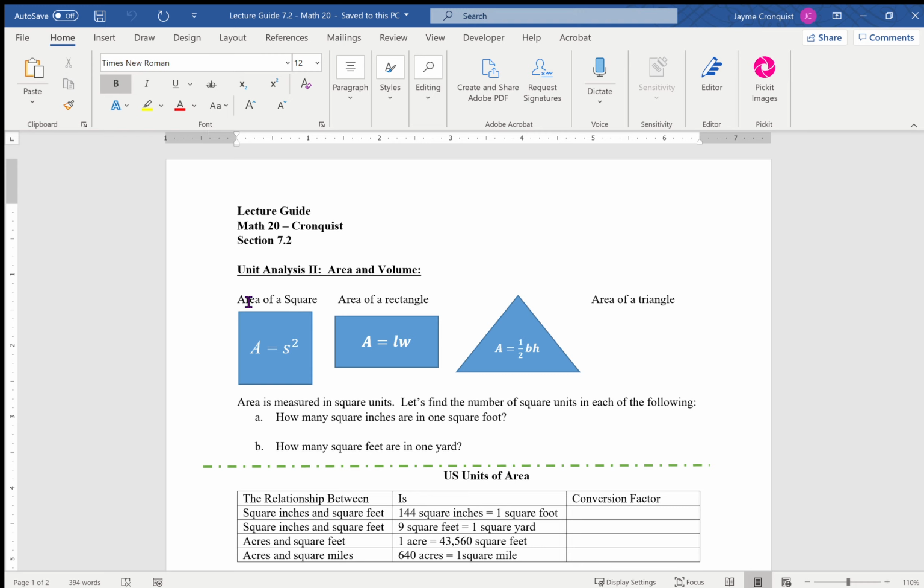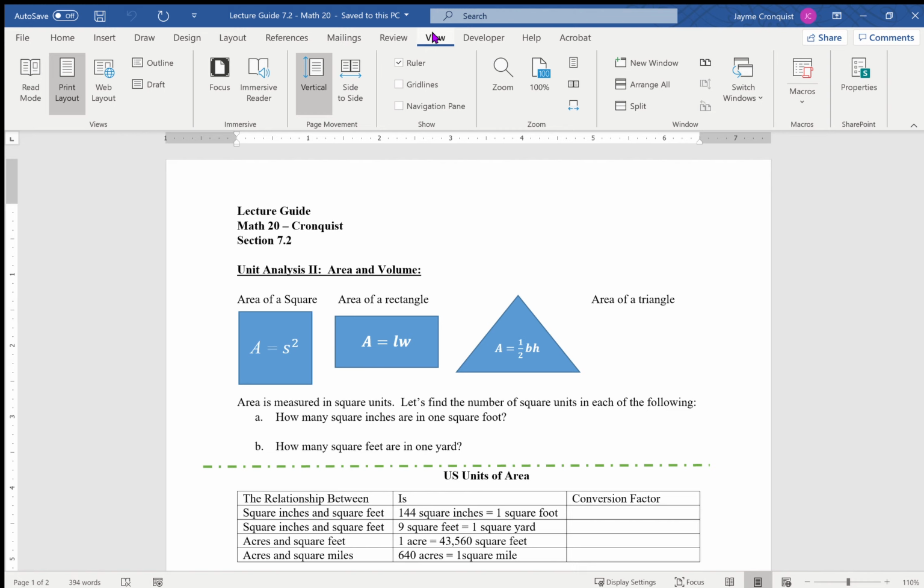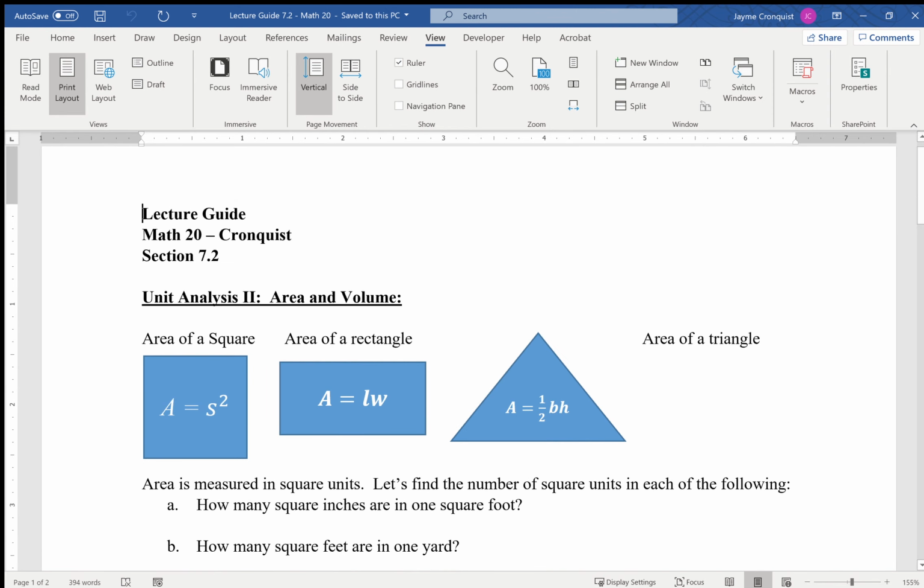Okay, welcome. We are doing the lecture guide for 7.2. Sorry, I need to zoom in a bit. There it is. Zoom. There we go.